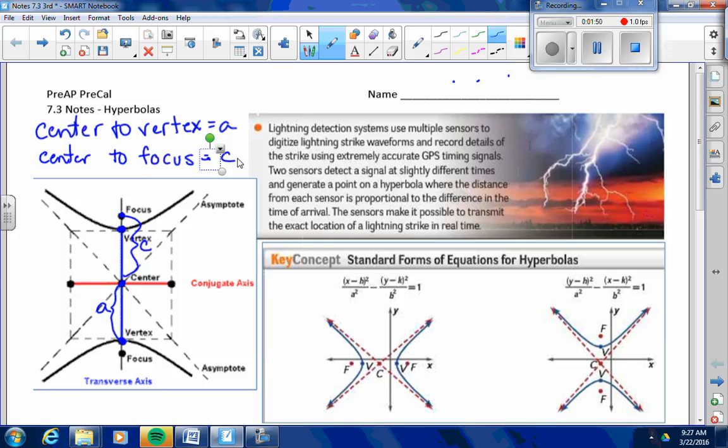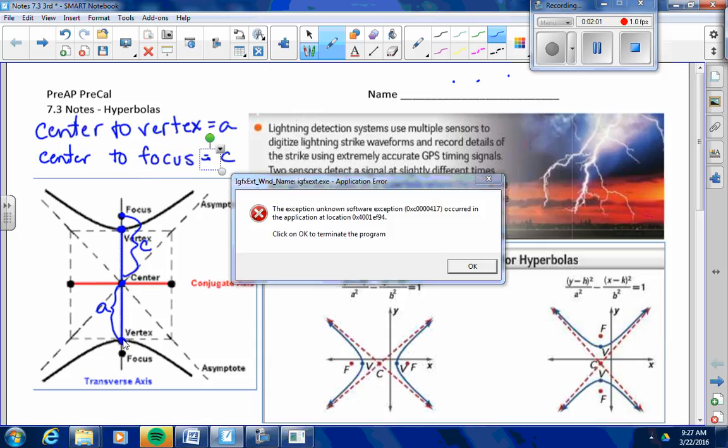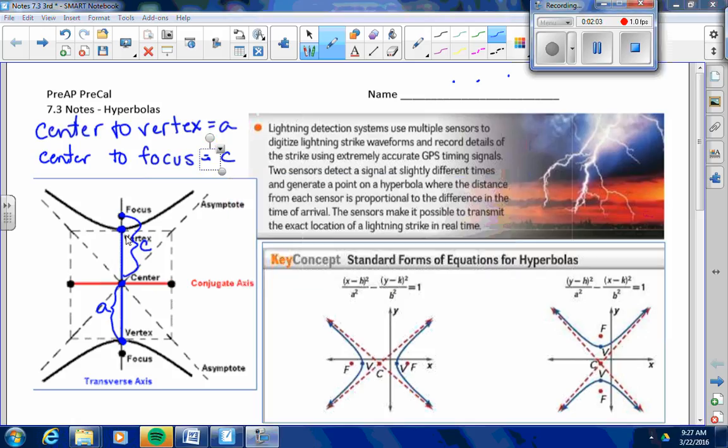Okay. Now, notice how it makes this rectangular box. Well, you go A units from the center in either direction to get your vertices. But if you go from the center in the opposite direction, perpendicular to where you did A, the center out to this point has a value of B units. That has a value of B units.